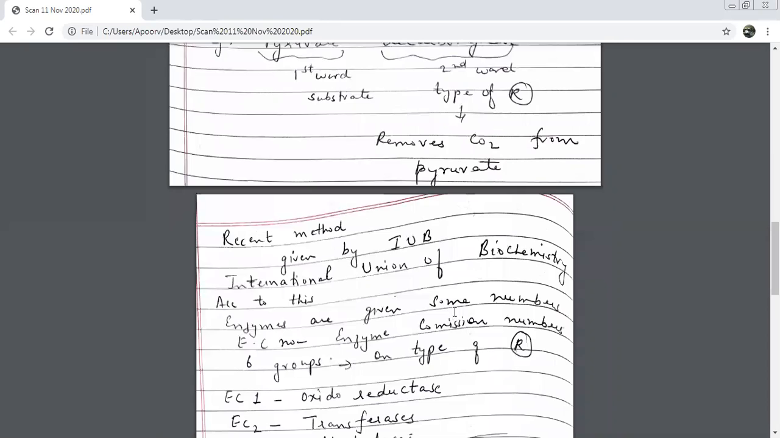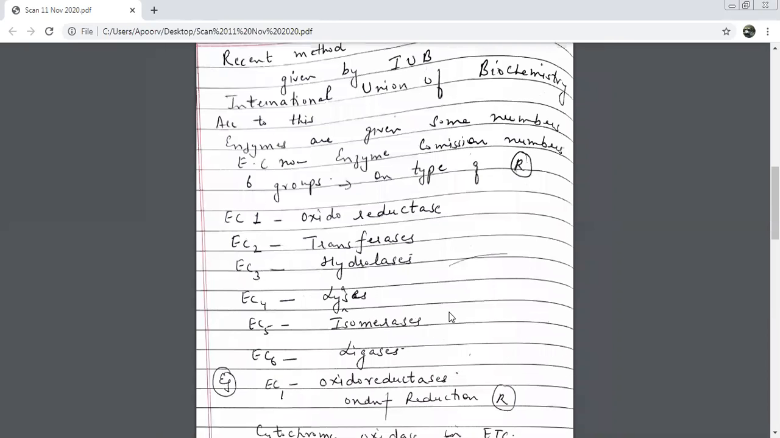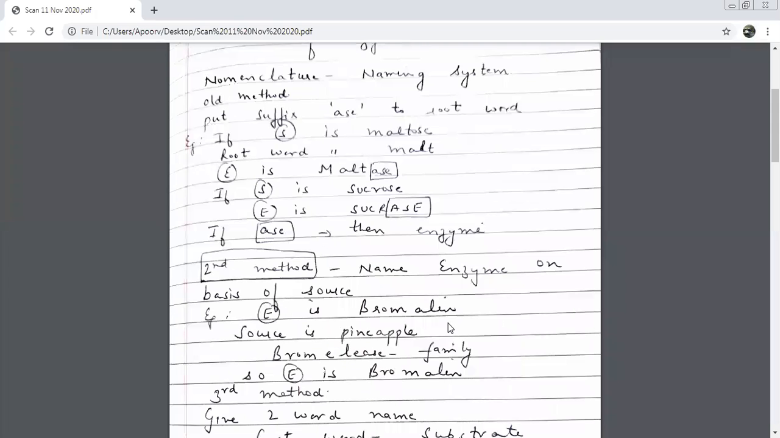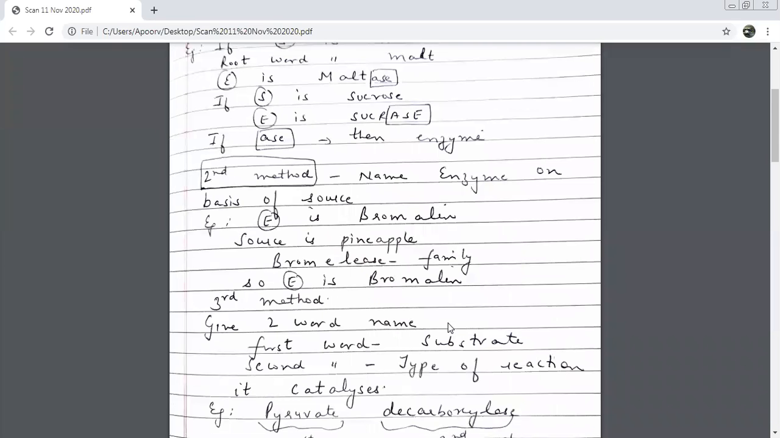Now I will move on to the most recent system. You've already told me it was given by IUB. Let me hide this. We give EC numbers, Enzyme Commission numbers. This is a very wonderful system, and it is given by whom? IUB, International Union of Biochemistry. Like we had IUPAC, and we have IUB also. So IUB has recommended this system so that there are no more confusions now. And these EC numbers have been given to enzymes. How many EC categories have been identified till now? Six.